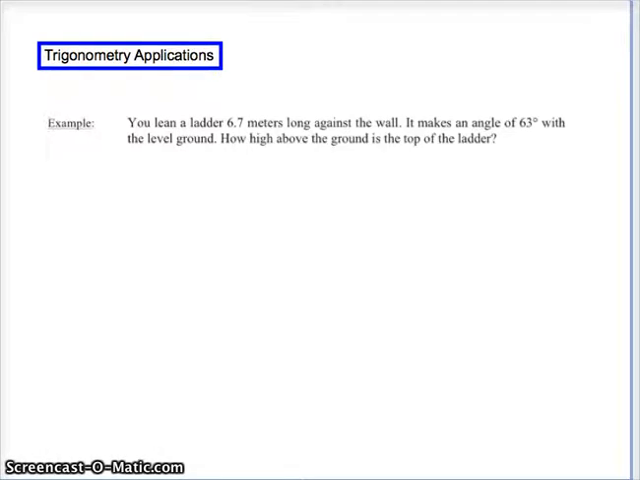These are our trigonometry applications. We've learned about finding missing side lengths, we found missing angle measures, and now we're going to put it all together and solve some application problems. It's always good to have our friendly reminder of SOHCAHTOA up at the top of your page, that way it's always where we can see it. Helps us remember that sine is the opposite over the hypotenuse, cosine is the adjacent over the hypotenuse, and tangent is the opposite over the adjacent.